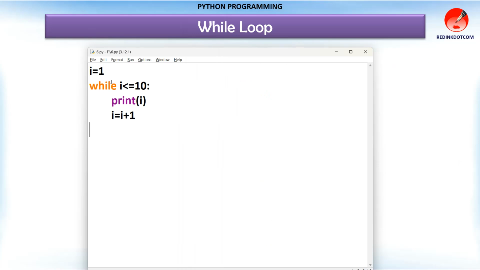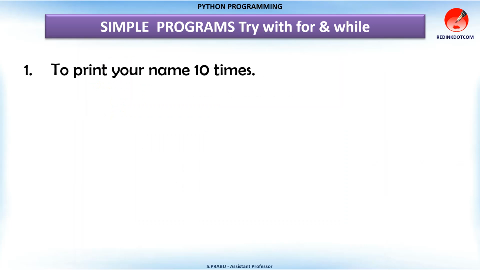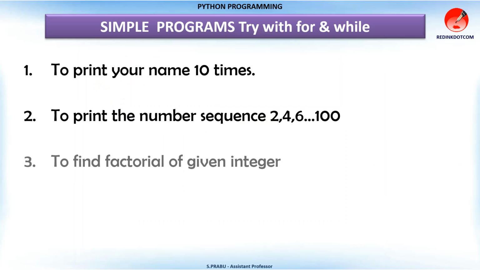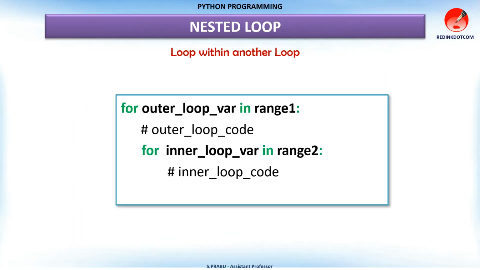In a for loop, we are using the range function to specify the starting point, end point, as well as the incremental value. These three components are mentioned in different places. Now you can try some simple programs with both the for loop as well as the while loop. You try it yourself. And the last topic in the looping concept is nested loops. A nested loop is nothing but a loop within another loop. We can create nested loops for both for and while statements.